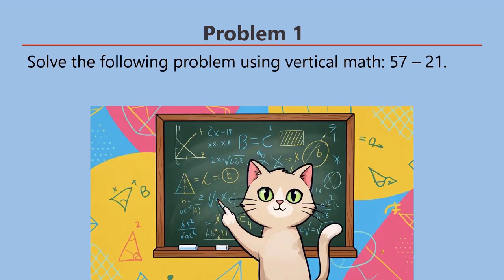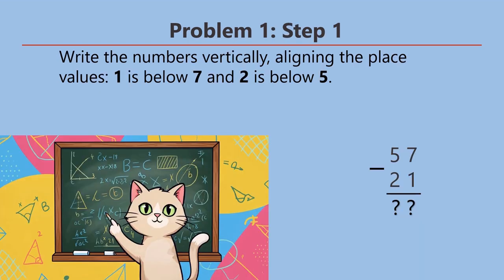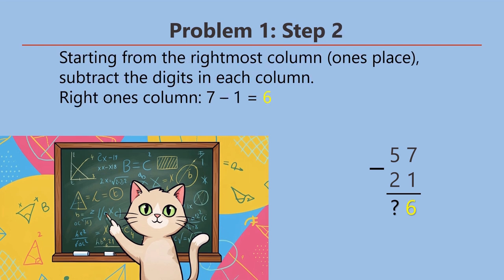Problem 1. Solve the following problem using vertical math: 57 minus 21. Step 1. Write the numbers vertically, aligning the place values. 1 is below 7 and 2 is below 5. Step 2. Starting from the rightmost column, the ones place, subtract the digits in each column. In the ones column on the right, 7 minus 1 is equal to 6.